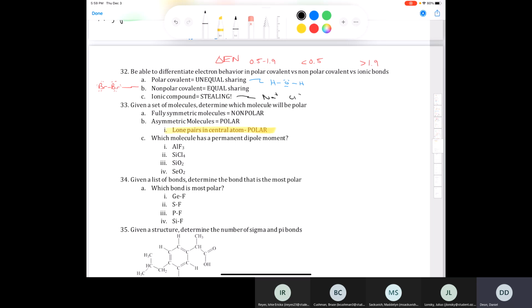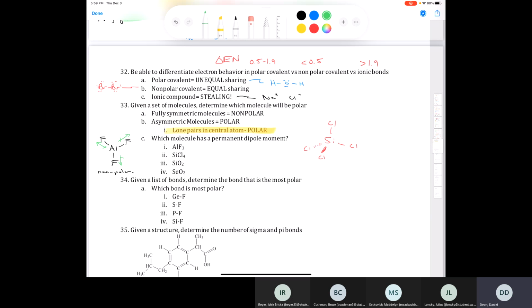Which molecule has a permanent dipole? If we look at aluminum fluoride, AlF3, it's trigonal planar. I'll even leave out the lone pairs. So that's non-polar, right? All the dipoles are going to cancel. I've got a dipole going this way, this way, this way, and they all cancel each other out. They're all going in equal and opposite directions. If I look at silicon tetrachloride, SiCl4, that's a tetrahedral molecular geometry. I do have polar bonds, but again, they're all in equal and opposite directions. They're going to cancel out.